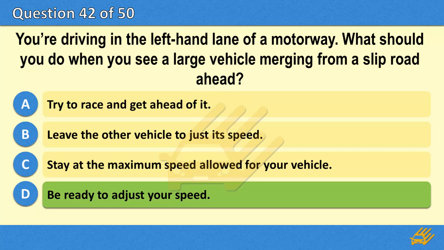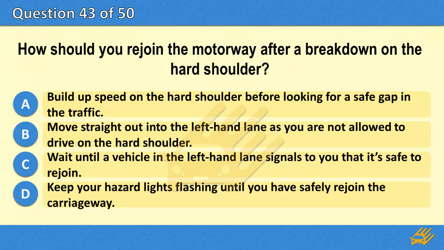The correct answer is D. Be ready to adjust your speed. How should you rejoin the motorway after a breakdown on the hard shoulder? A. Build up speed on the hard shoulder before looking for a safe gap in the traffic. B. Move straight out into the left-hand lane as you are not allowed to drive on the hard shoulder. C. Wait until a vehicle in the left-hand lane signals to you that it's safe to rejoin. D. Keep your hazard lights flashing until you have safely rejoined the carriageway.